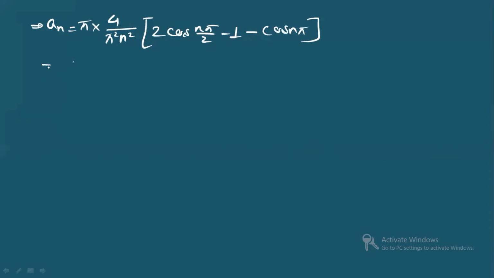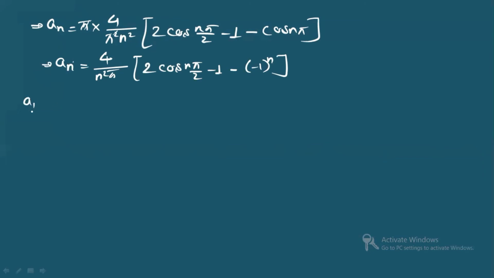All right. So from here, a n is equals to what? Pi and pi gets cancelled. 4 by n square pi. This will give you 2 cos n pi by 2 minus 1 minus cos n pi means minus 1 to the power n, right? So now we will calculate what? A1. So if you see here, A1 will be equals to what? So if you see here, if it is 1, it will become what? Negative. Minus plus is what? This will give you what? When you will put here, you can see it is 4 n square pi.